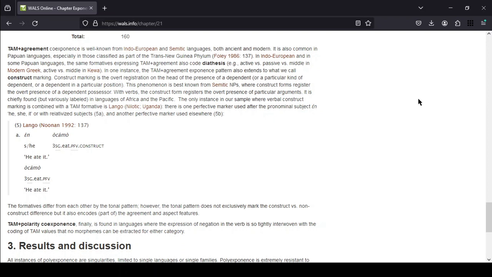With verbs, the construct form registers the overt presence of particular arguments. It is chiefly found, but variously labeled, in languages of Africa and the Pacific. The only instance in our sample where verbal construct marking is combined with a TAM formative is Logo. There is one perfective marker used after the pronominal subject n, or with relativized subjects, and another perfective marker used elsewhere.